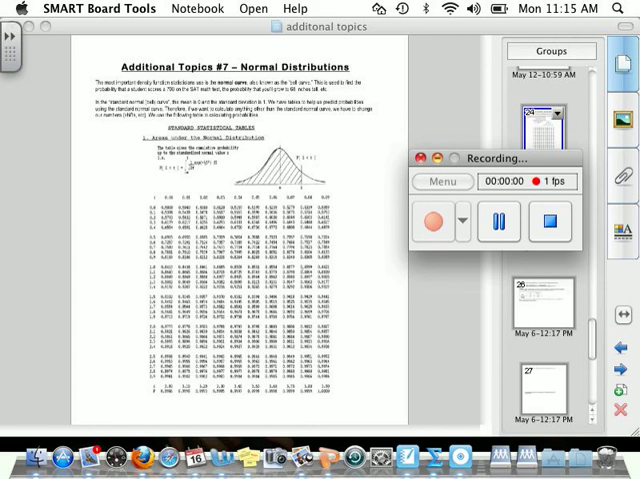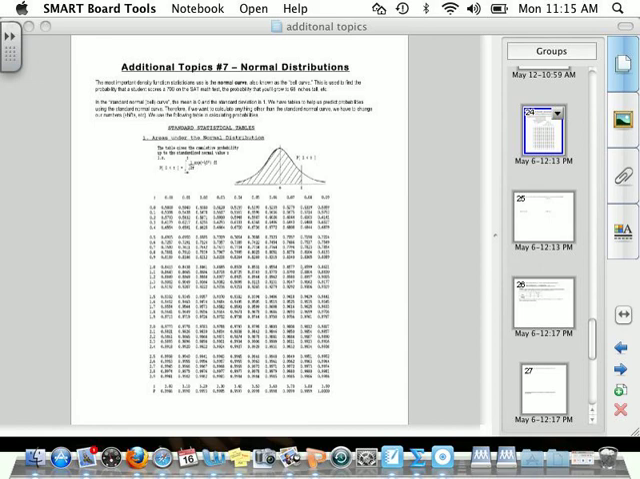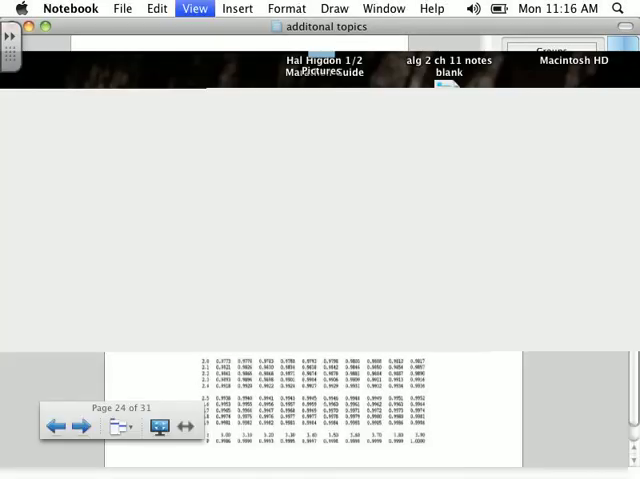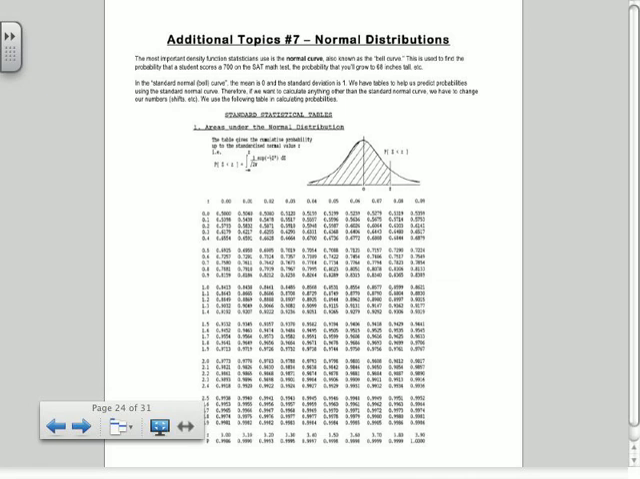So the last topic is additional topics number 7, normal distributions. Have you guys heard of the bell curve before? Yes? So the bell curve is used when we talk about real life problems. We could talk about the heights of all the women in the United States. The mean would probably be, I don't know, like 5'4" or something. And then you could talk about the standard deviation.